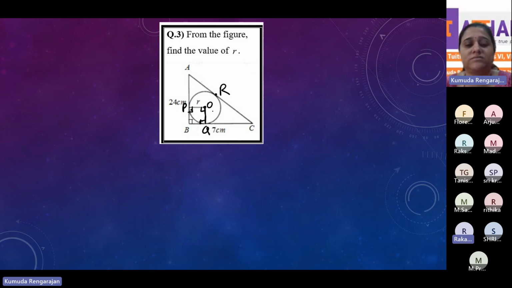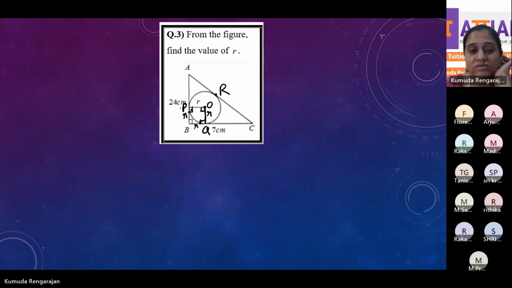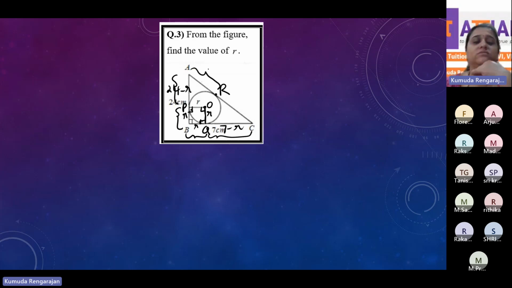How do you do that, Shashank? Ma'am, PO is equal to PQ. That is, adjacent sides of the rectangle are equal. Therefore, it is a square. Okay. Now that it's a square, all the sides are equal, correct? Yes, ma'am. Now tell me after this what? This is R. Then how much is this one? Ma'am, 24 minus R. Very good. This is R. So how much is this? 7 minus R. If this is 24 minus R, how much is this one?